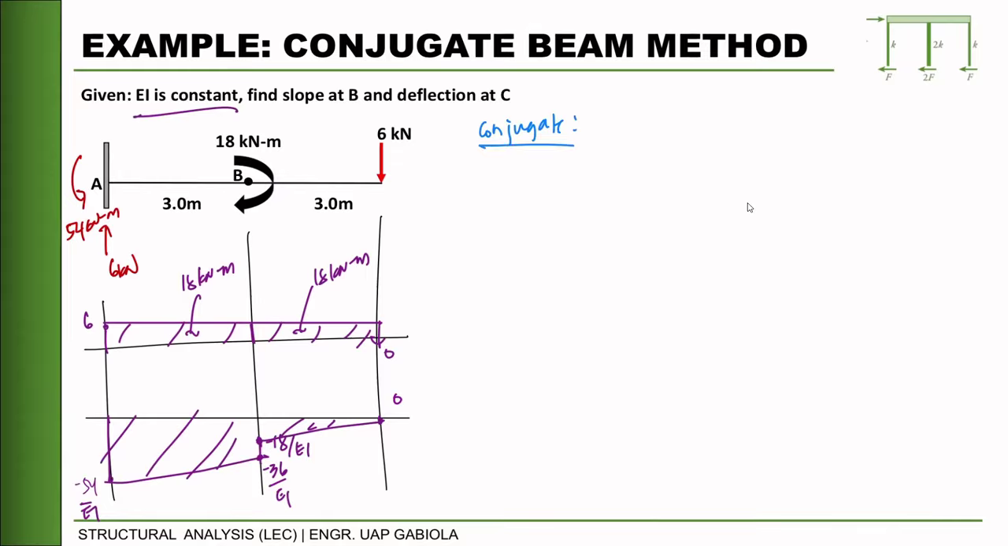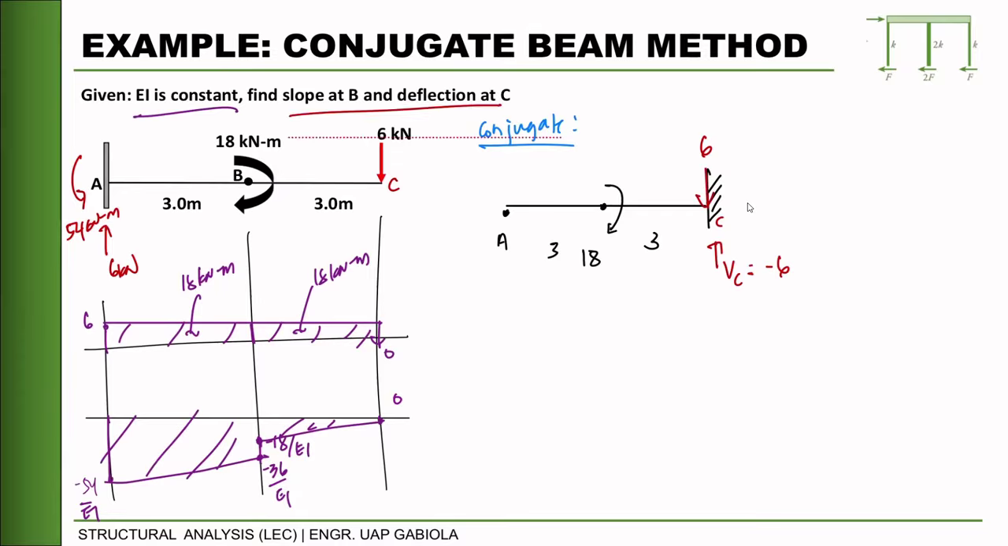So for the conjugate again, at A that will be a free end, and then at the end that will be a fixed end. And still at center we have 18, 3, 3. Then we have 6 here. Okay, so for the shear here at C, let's call it C, is negative 6. Okay, find the deflection at C.